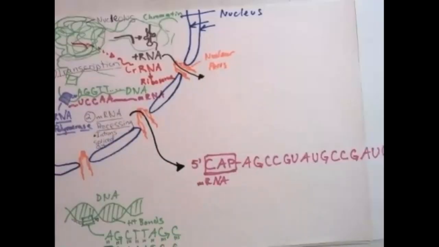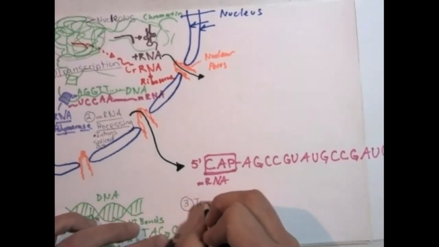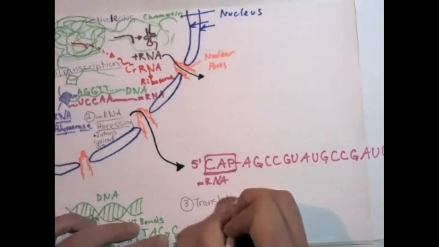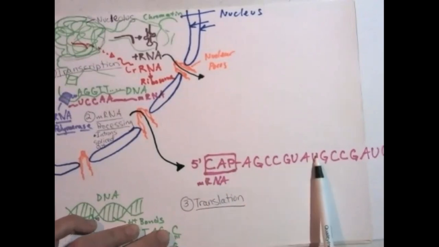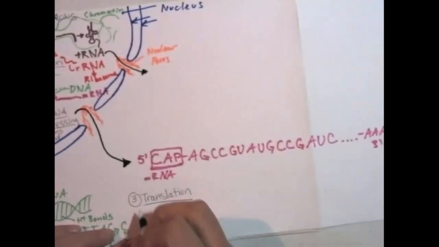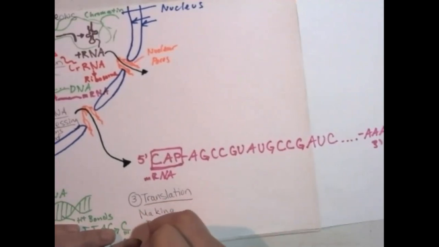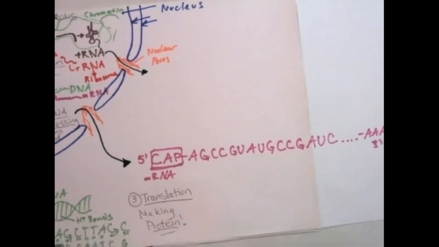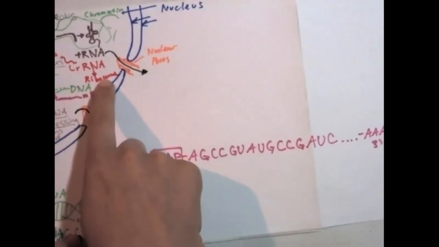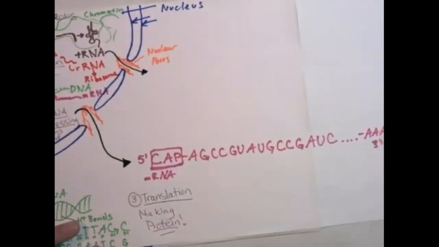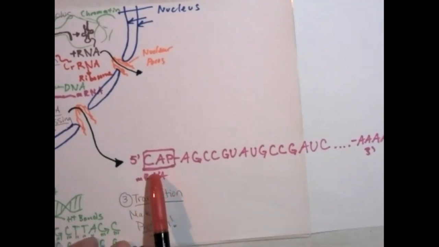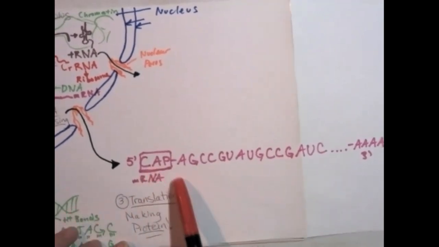Let's draw this in. The next step, number 3, is translation, going from nucleic acid language into a protein language. So translation is making, or synthesizing, the protein. What is going to happen is that this ribosome, made out of RNA and proteins, is chilling in the cytoplasm. It sees the cap and it starts reading this mRNA.